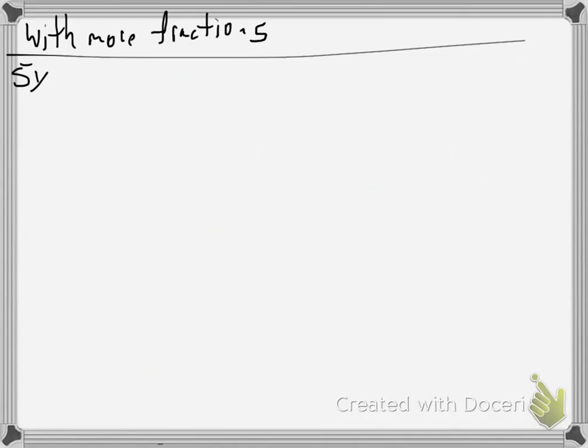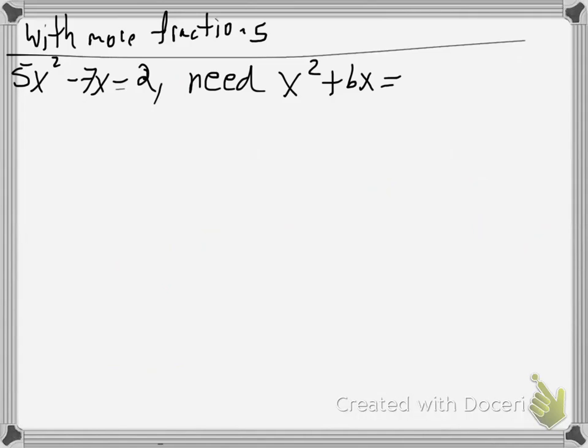We'll do one more. We'll do another one with fractions, as I have a hard time writing the s here. I think the s ends up looking kind of funny. That's alright. Alright, so 5x squared minus 7x equals 2. And we need x squared plus bx equals c form. So we would like to have the coefficient on the x squared to be a 1. So we're going to divide everything by 5. X squared minus 7/5 x equals 2/5.